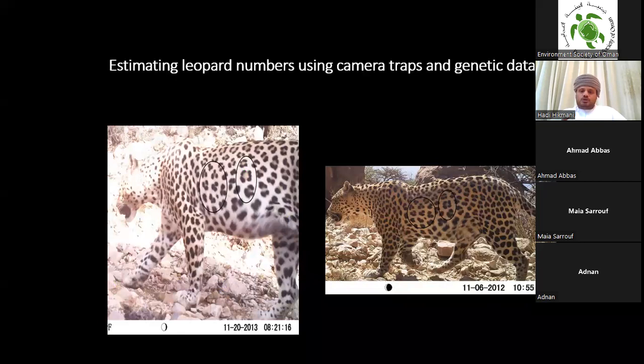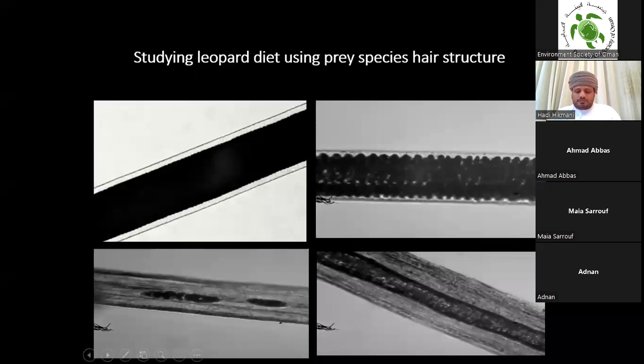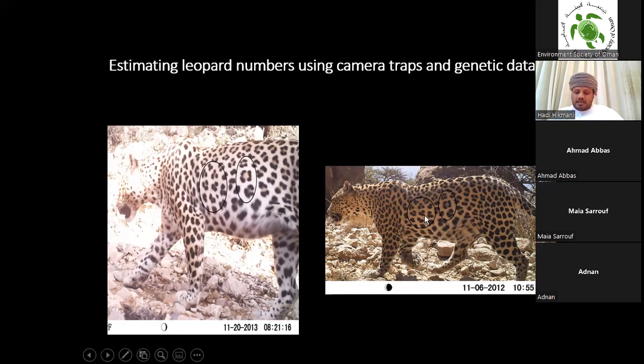Estimating leopard numbers using camera traps and genetic studies. We used data collected from camera traps and also from genetic studies, DNA extracted from leopard scats, and we estimated the leopard population in the Dhofar Mountains. With camera traps, the leopard has unique spot patterns, which help us to identify different individual leopards, and each leopard has its unique pattern.